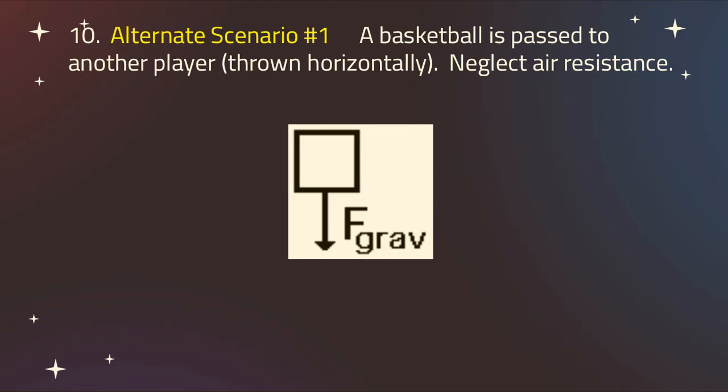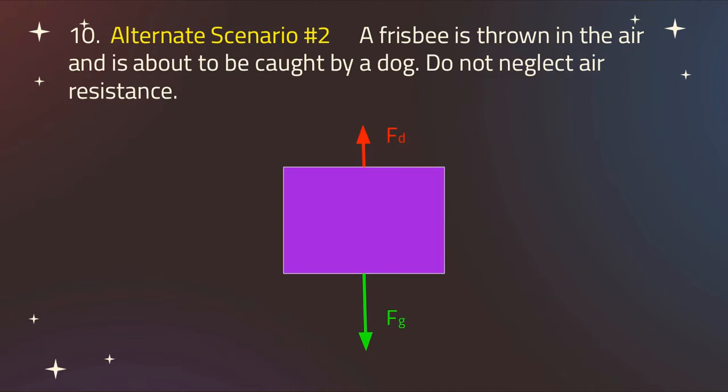Now we're going to go ahead and see another alternate scenario, and this was the quiz question that you may have seen, or a version of this. It's a frisbee thrown in the air and is about to be caught by a dog. Do not neglect air resistance. And this is our free body diagram.